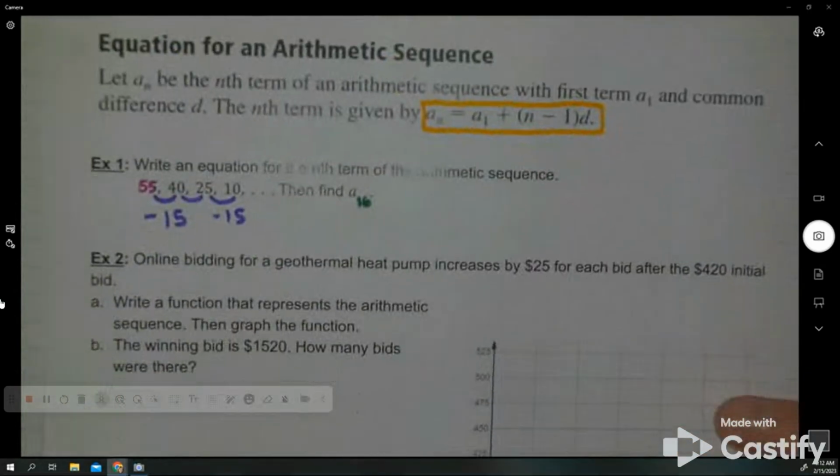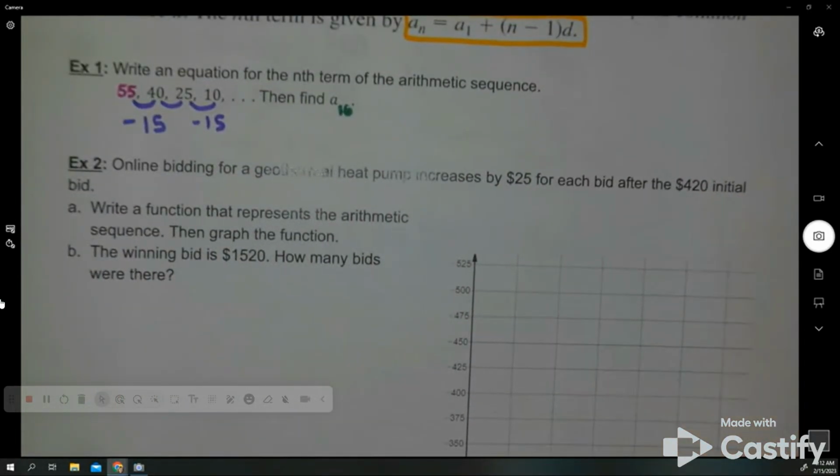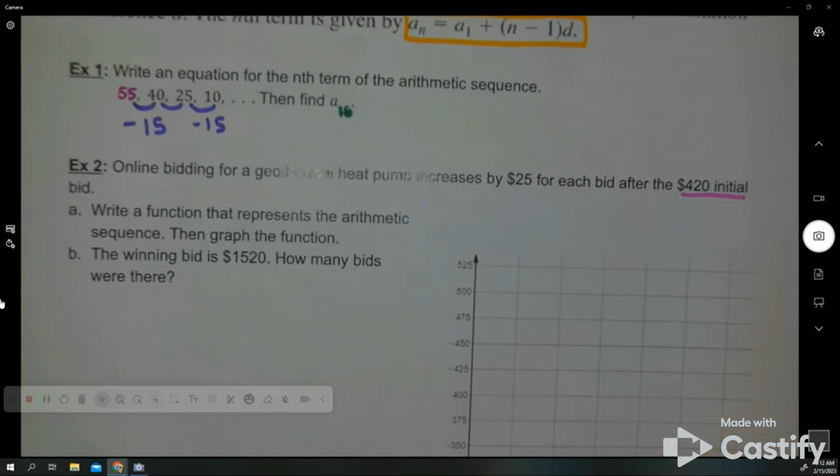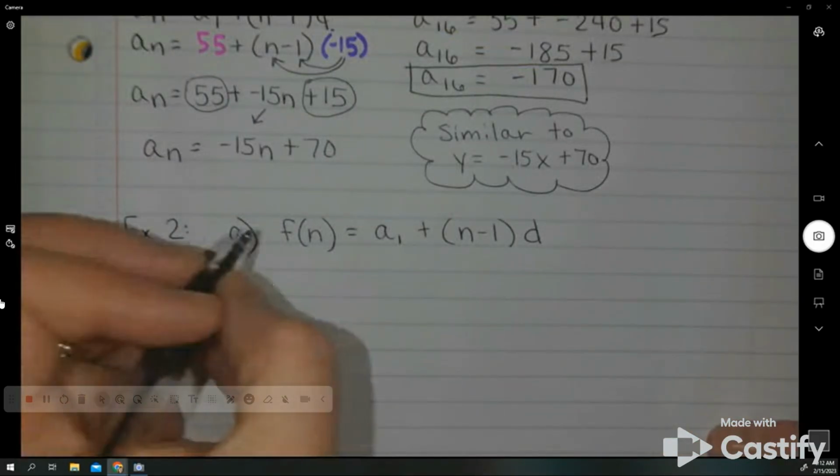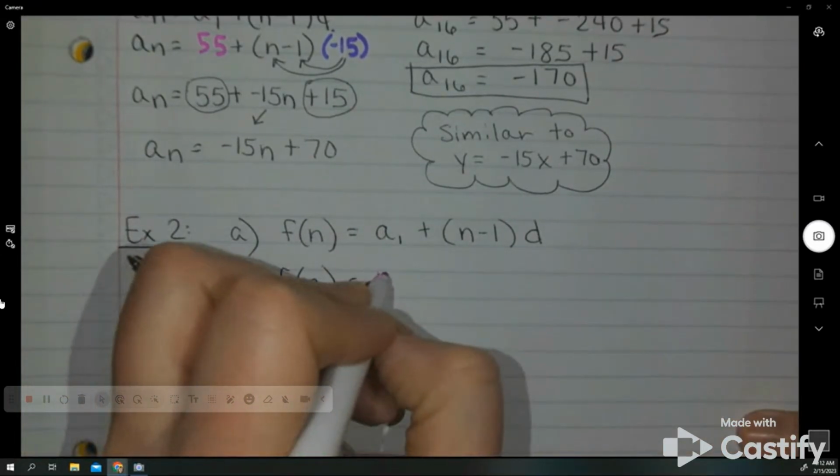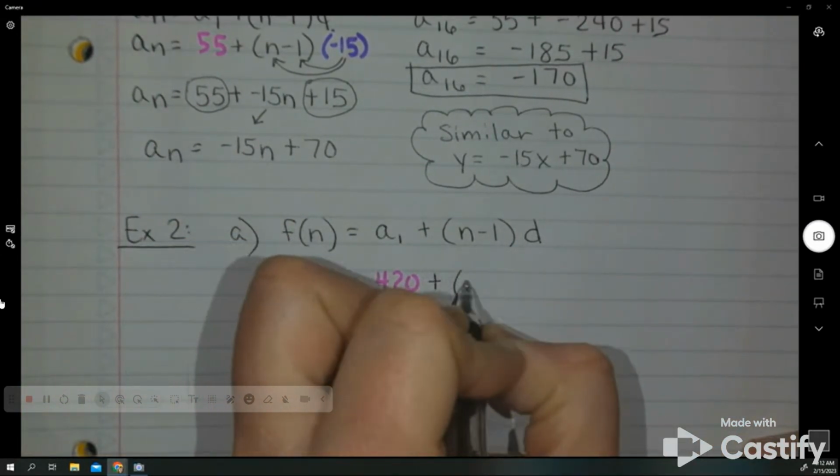All right, and we have, according to this, our initial bid of $420. So that is our starting value. So if it says it's an initial amount, something along those lines, it's your starting value. So we have $420 for the initial bid. That goes for a of 1 plus n minus 1.